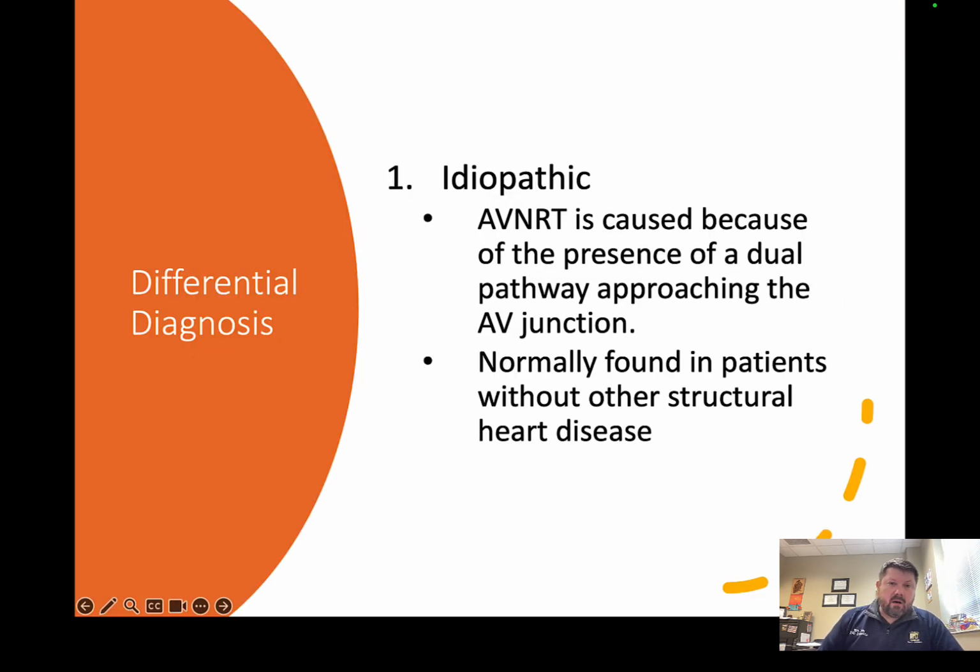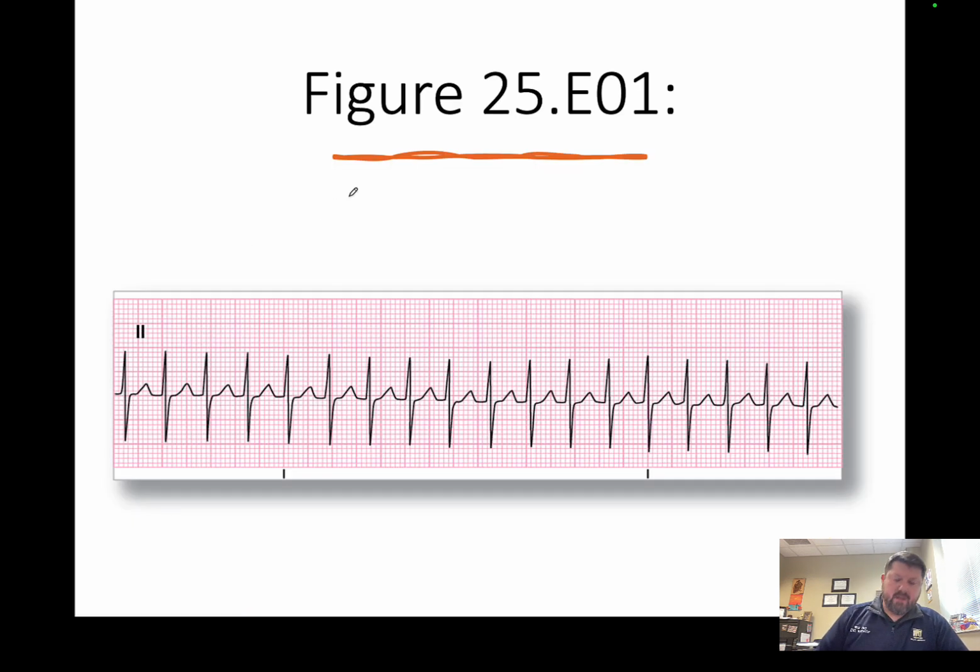It is caused because of the presence of a dual pathway approaching the AV junction, and it's normally found in patients without other structural heart disease. So let's look at a couple of examples.